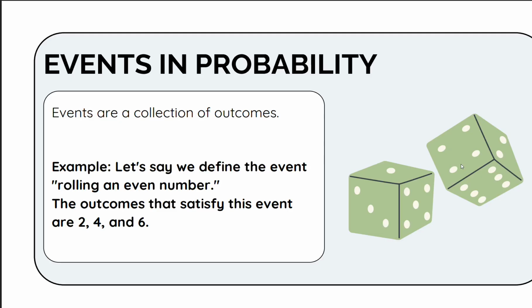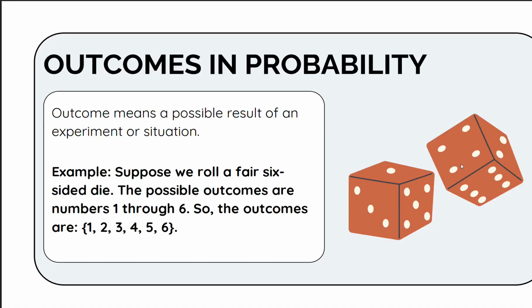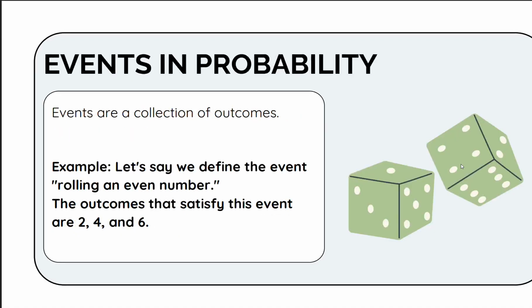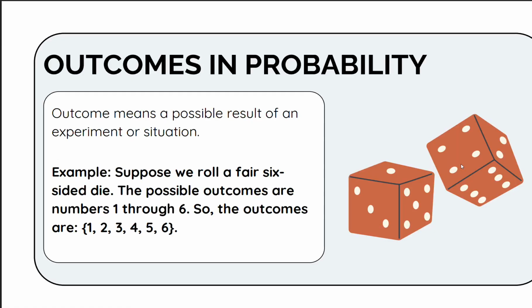Now see what is the difference between an outcome and an event in probability. When we are talking about outcomes, we are just talking about one possible answer. We are going to roll a dice. Either it shows me 1, 3, 5, 2, 4 or 6. So the possible outcomes are 1, 2, 3, 4, 5, 6. Those are the only answers that can come as an output.